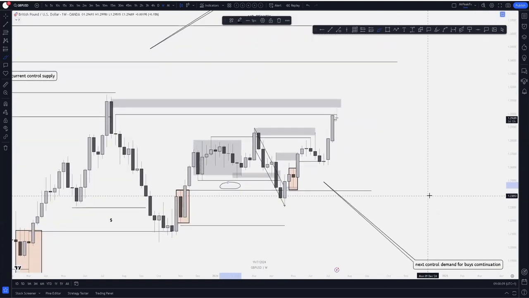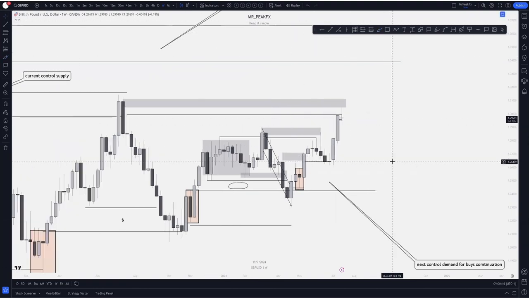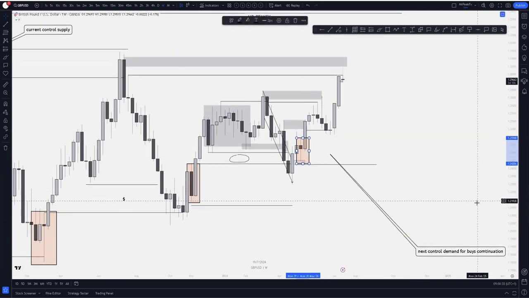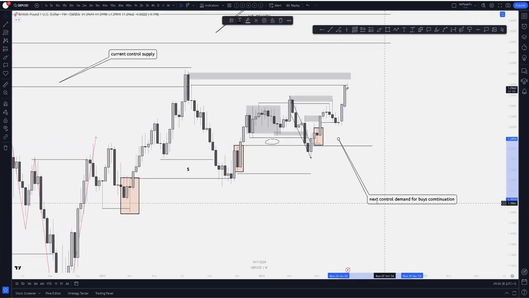Okay. So after price did that, on my weekly time frame, all right, this is my last control demand that I'm expecting price to probably get to on the weekly for us to continue the buys. But at the same time, we'll just have to hold that zone right there and wait for price to come back. But then let's look at the current price action and see what will happen. So for a longer buy, this is it. I said next control demand for buy continuation. So for a longer buy, I would expect price to come back here in the future for possible buys.